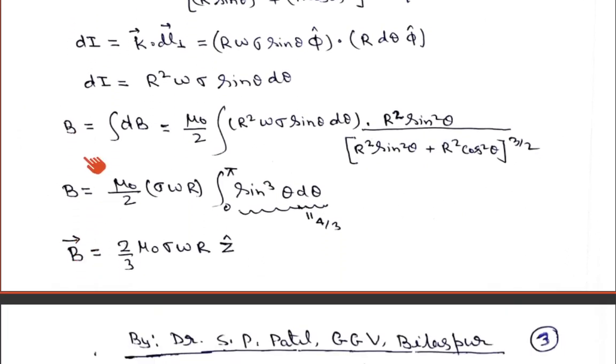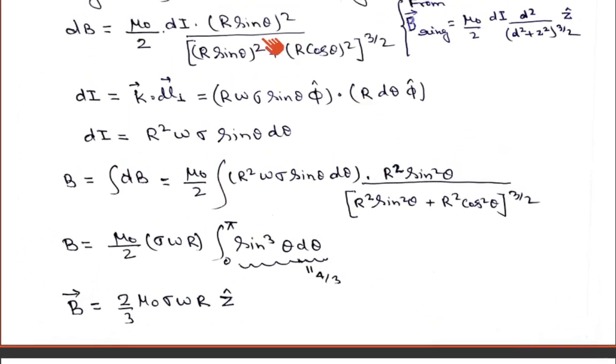So if we substitute this value into B equal to integral dB, that is mu 0 upon 2 integral r square omega sigma sin theta d theta, and then r square sin square theta, in brackets r square sin square theta plus r square cos square theta, to the power 3 by 2. Here r square can be taken as common, so this gives sin square theta plus cos square theta, which is 1.